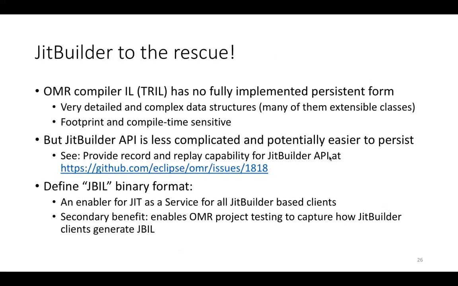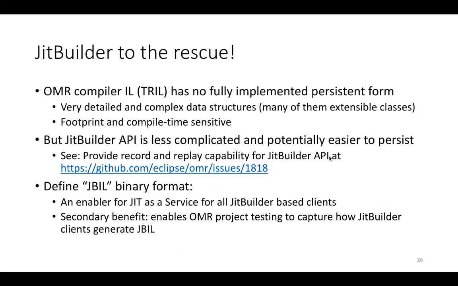As I mentioned before, the compiler IL has no fully implemented persistent form, which makes it a little bit difficult to generate IL in the client and then spit it across to a server. It's a very detailed and complex data structure. Many of them are extensible classes, which further complicates making this work. We're trying to make progress on this nonetheless, but it's not there quite yet. The other challenge here is that the IL data structures tend to be very footprint and compile time sensitive within the compiler, so adding new things or changing them in aggressive ways can distort the performance profile of the compiler, and we prefer not to do that.